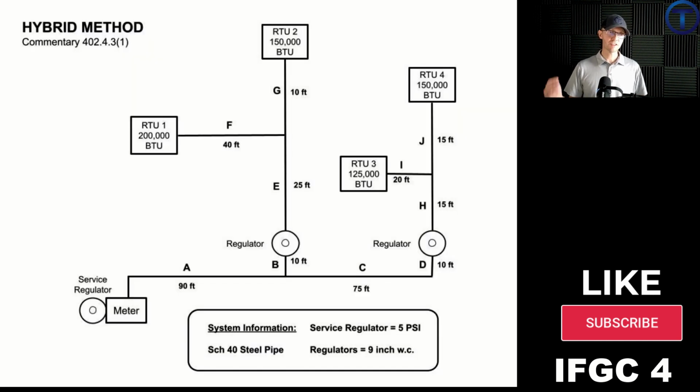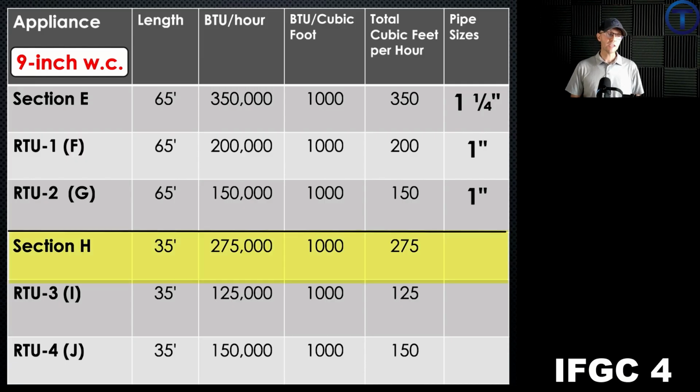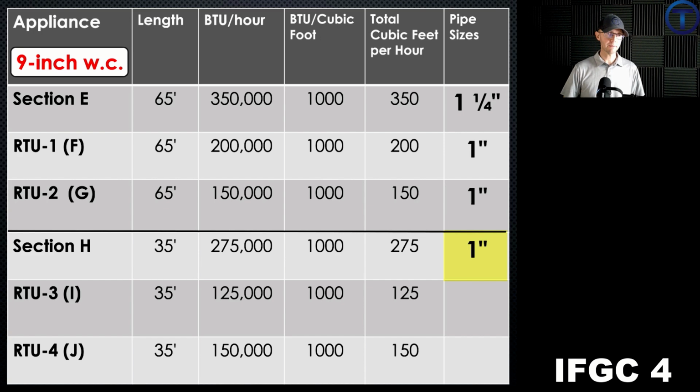This branch has sections H, I, and J with those rooftop units. Looking at section H, we have 35 feet for our length and 275 on cubic feet per hour. We'll follow down the left column. It's more than 30. We'll go to line 40 with our 35 feet. We'll stay on this row, and we have 275. So that's more than 81, more than 170. It's less than 320. Moving to the top, we find we have 1 inch pipe. We'll put that on our table. Section I for rooftop unit 3. Same 35 feet, 125 cubic feet per hour.